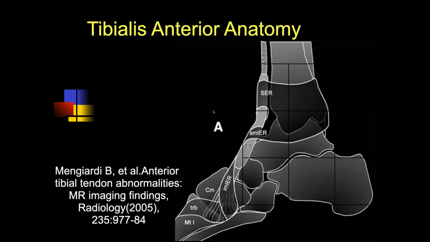Now, if we look at the tibialis anterior tendon, it comes down, and where you have the extensor retinaculum, you have a tendon sheath here to allow the tendon to slide normally beneath the extensor retinaculum there.